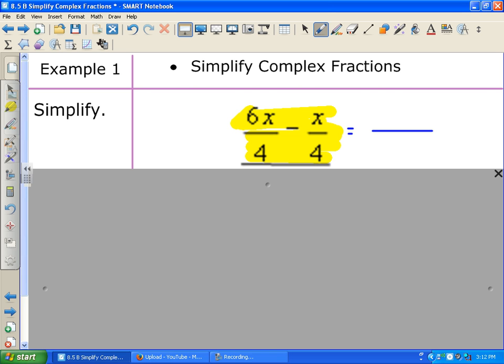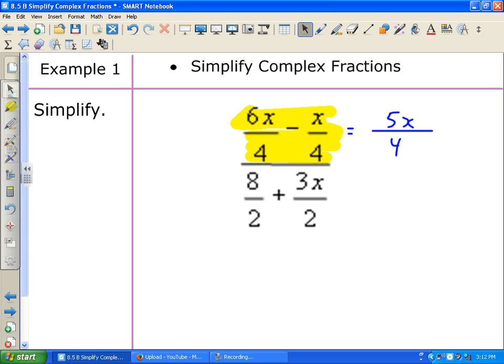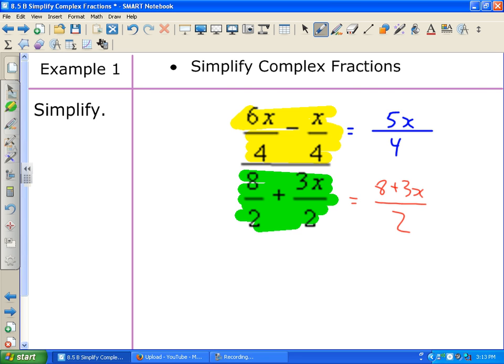So simplifying the numerator, I have a common denominator already, which is very nice. It's 4. Up top, I have 6x minus x, which I know how to do. 6x minus x is 5x. So I've simplified the top. Next step, simplify the bottom. I like this problem already because I have a common denominator. Simplify the bottom. That's 8 over 2 plus 3x over 2. When I simplify the bottom there, the denominator stays the same. I have 8 plus 3x, which I cannot combine. Those are not like terms. So that stays as 8 plus 3x up top.